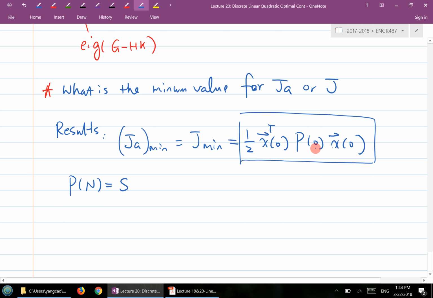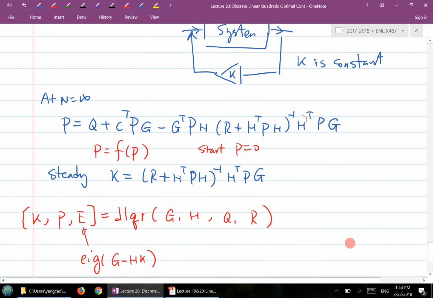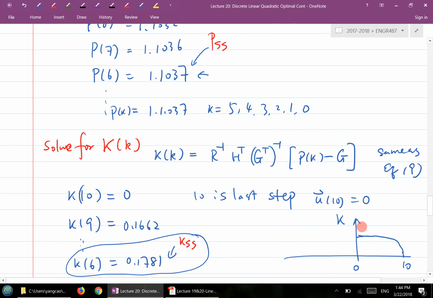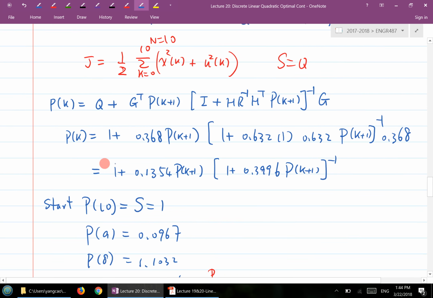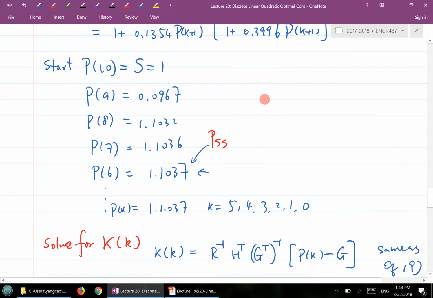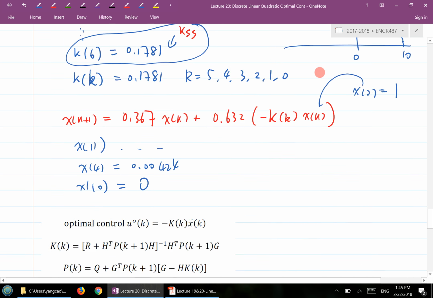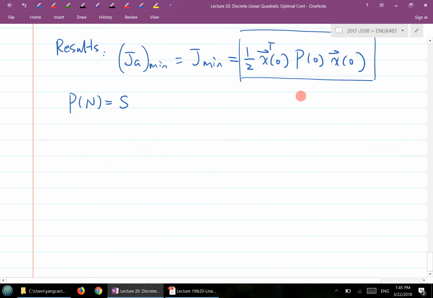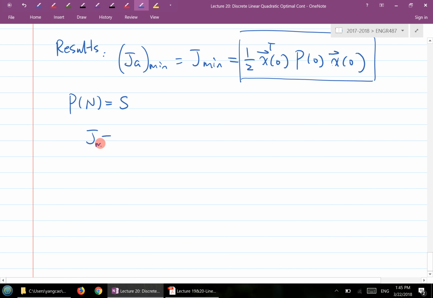So let's say for that particular example, how do we solve for this particular example? Okay, so the same example over here. For the same example, P of 0, we end up with 1.1037, right? So for this question here, your J minimum equals 1/2.